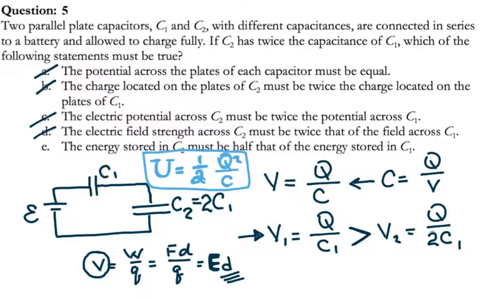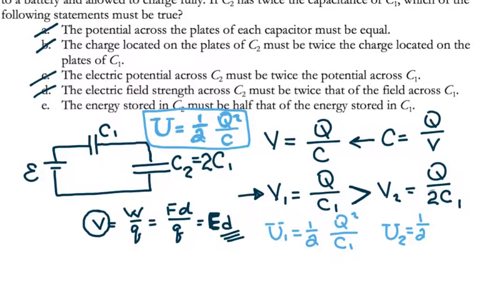But if I wanted to calculate, then I see that the electric potential energy stored on the first one is equal to 1/2 times the same charge squared divided by C1. And the electric potential energy stored on the second capacitor is again 1/2, and then I have the same charge Q squared divided by C2, but C2 is twice C1.